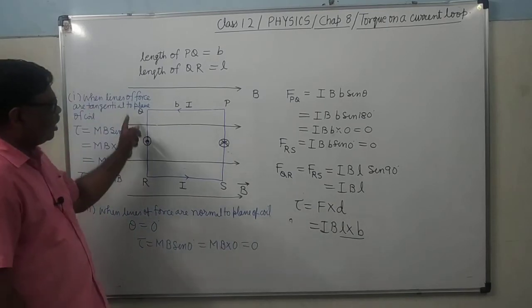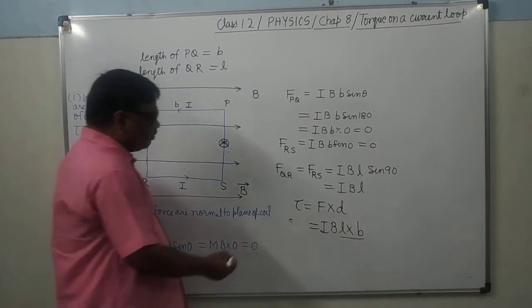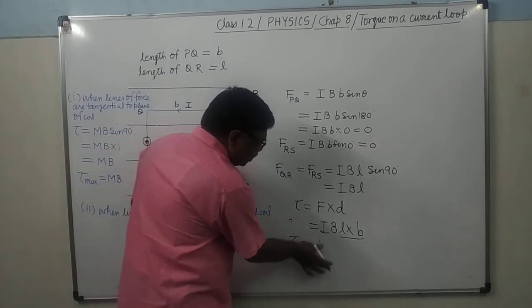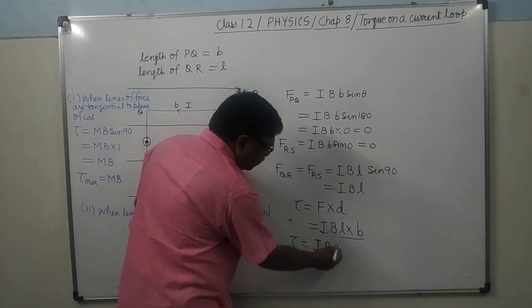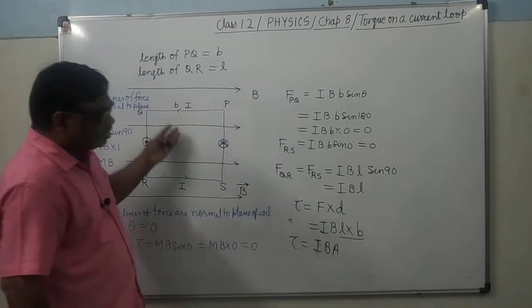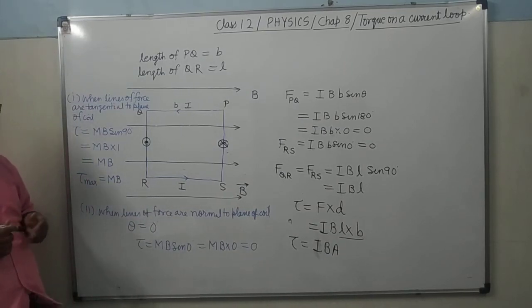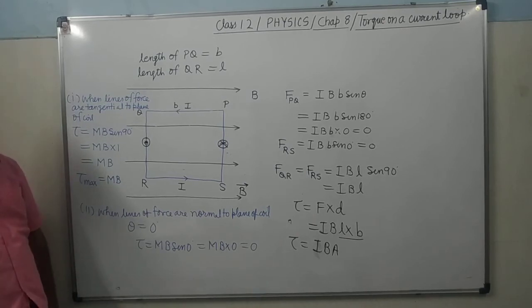L into small b will be equal to the area of the coil. Means what will be the torque acting upon it? It is equal to IBA. Torque acting on the coil will be IBA. So this is the torque acting on the coil in one specific position. In one specific position, this much torque will act upon the coil.